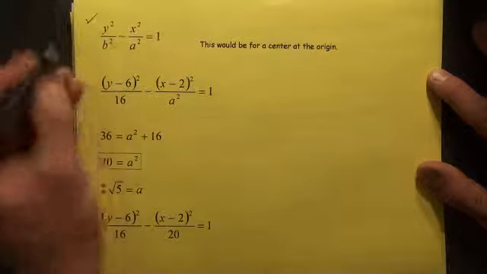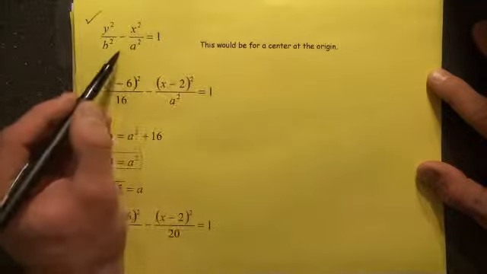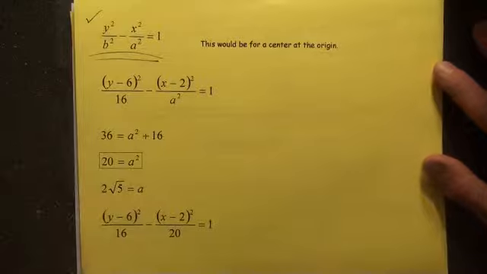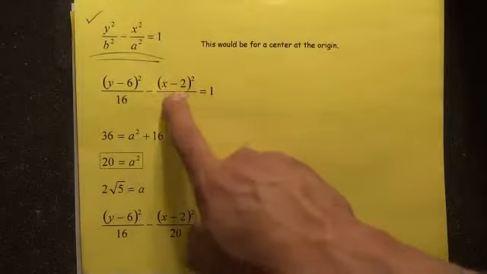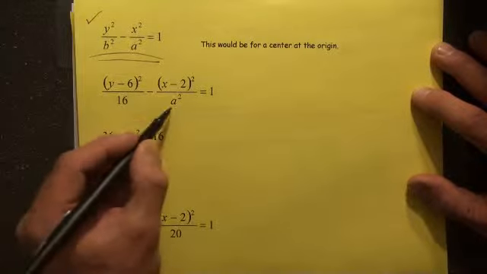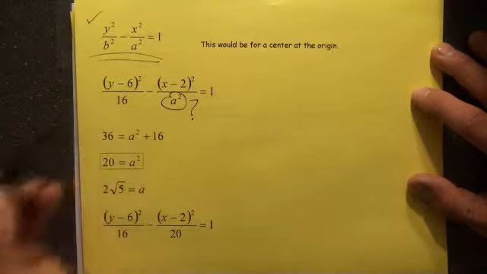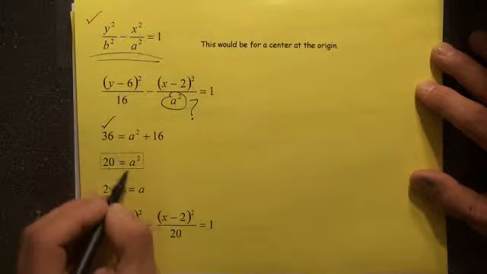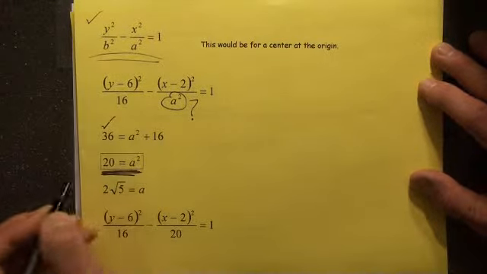This would be the equation if the center was at the origin. We would use this, but it was obviously translated to (2, 6): x minus 2, y minus 6, there you go. We know that b squared is 16. We don't know what a squared is, so we're going to find out. We know c squared is 36, so therefore a squared is 20.